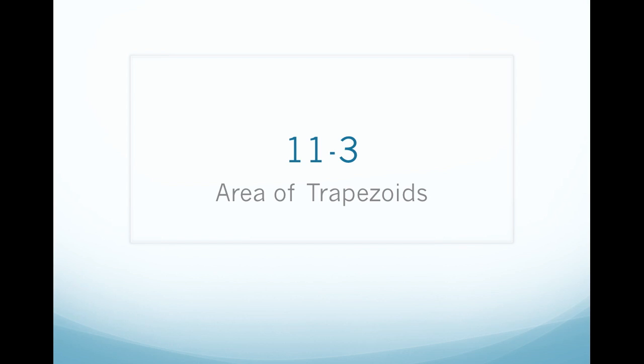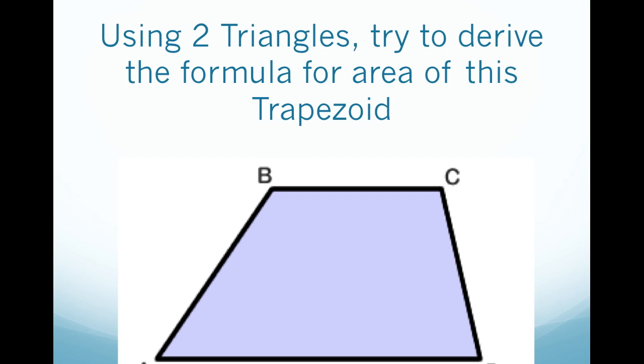Just kidding. But seriously, let's go ahead and get started with 11.3. We're looking at area of trapezoids. Again, some of you may be familiar with this formula, but let's take a look at how we get that and what kind of problems we will have. So, 11.3, area of trapezoids.